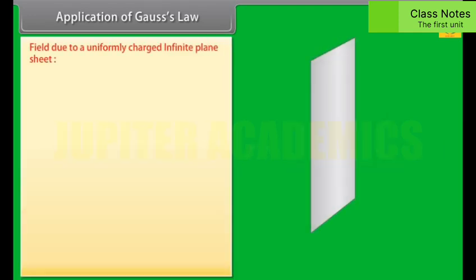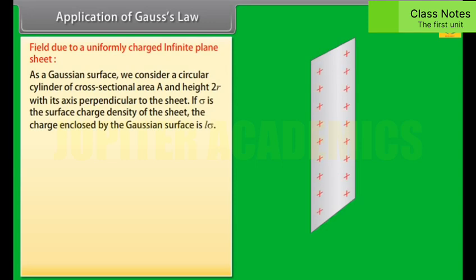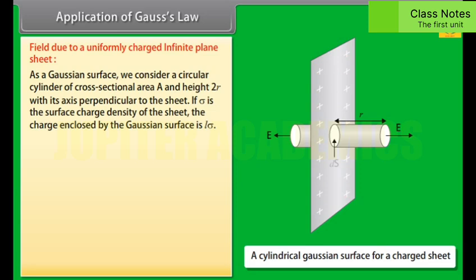Field due to a uniformly charged infinite plane sheet. As a Gaussian surface, we consider a circular cylinder of cross-sectional area A and height 2r with its axis perpendicular to the sheet. If sigma is the surface charge density of the sheet, the charge enclosed by the Gaussian surface is A sigma.